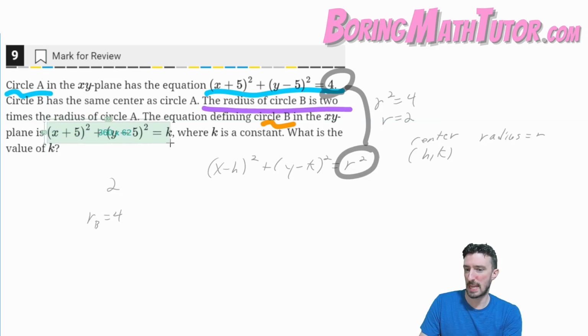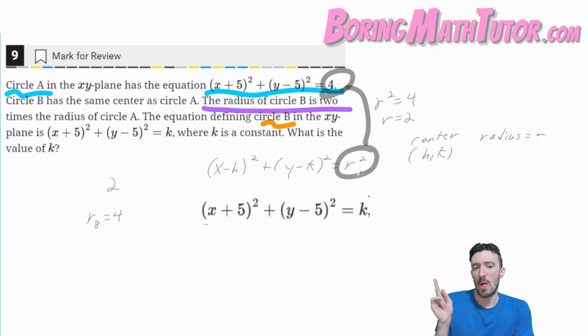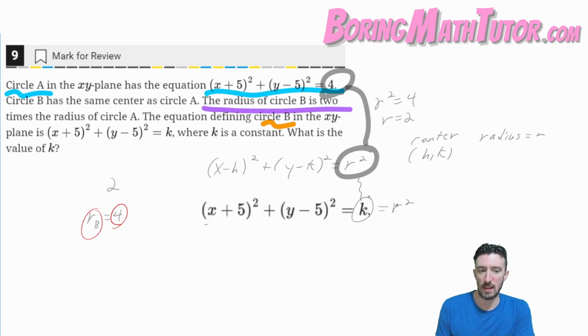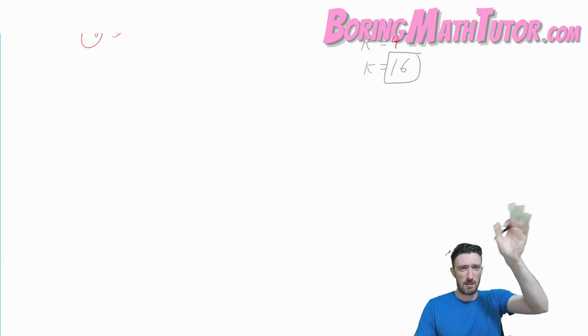We need to focus on the equation they gave me for B, and also remember that the thing on the right side is supposed to equal r squared. But I just said that the r for B is 4. So that means I'm going to replace this r with 4. So 4 squared equals k, which means k is not 4, it's 16. That is the answer. Goodbye, everybody.